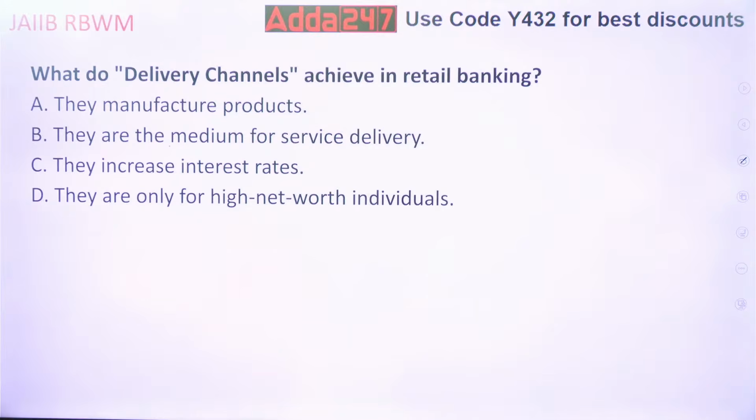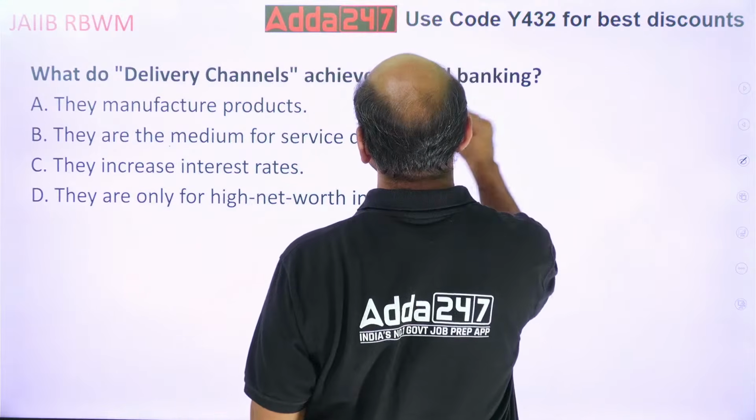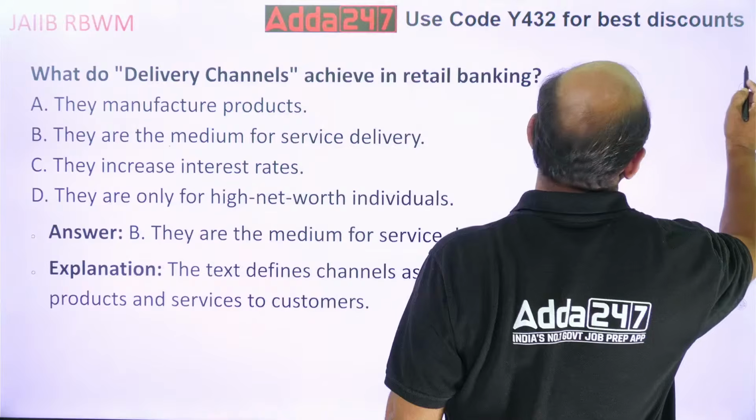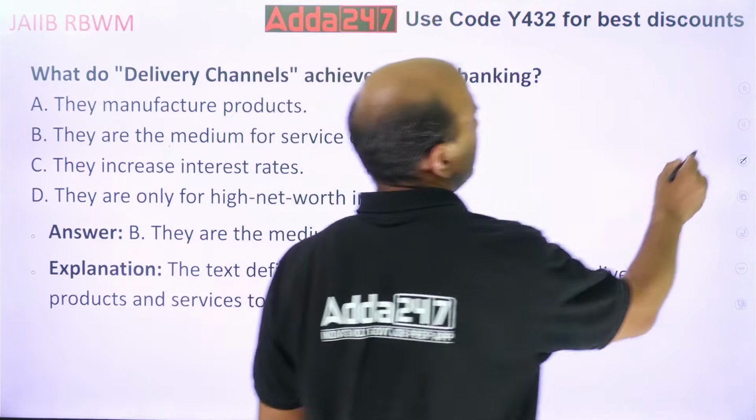Yes, what is the answer? What do they achieve? Fast, everyone. Almost 300 people are live watching. Kindly answer fast. Yes, answer is B. Very good. Answer is B. They are the medium for service delivery. Right?